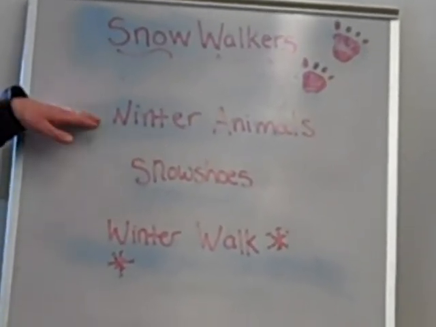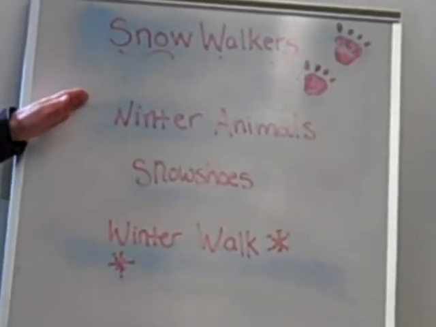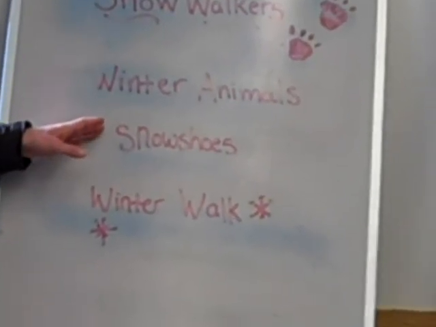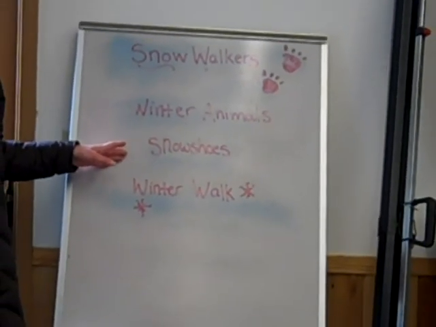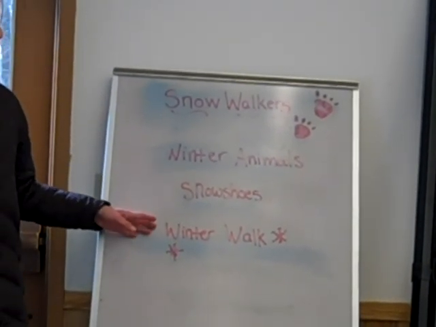So you can see we have 3 different sections here. First we'll start talking about some of the adaptations that animals have in the winter. Then we'll talk a little bit briefly about the history of snowshoeing and why people might use snowshoes and how they relate to animal survival. And then the kids will go on a winter walk.